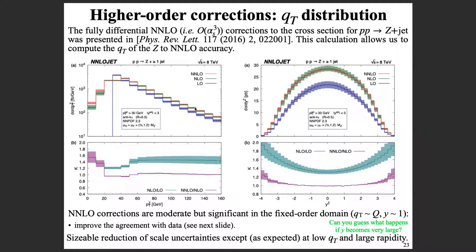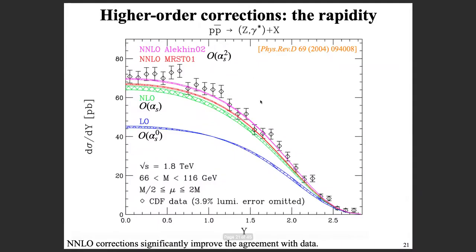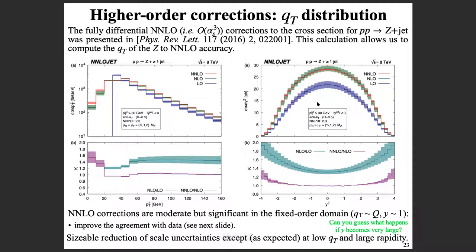On the left-hand side, you see the PT distribution computed at three different orders, starting from leading order to next to next to leading order. And on the right-hand side, you see the rapidity distribution, but within cuts. Since you have to impose cuts, you also need the fully differential calculation. So this is something that could not have been done otherwise; it is only made possible by the availability of this calculation. Next to next to leading order corrections in the application domain, which is large PT and central rapidities, are not that large, but significant.